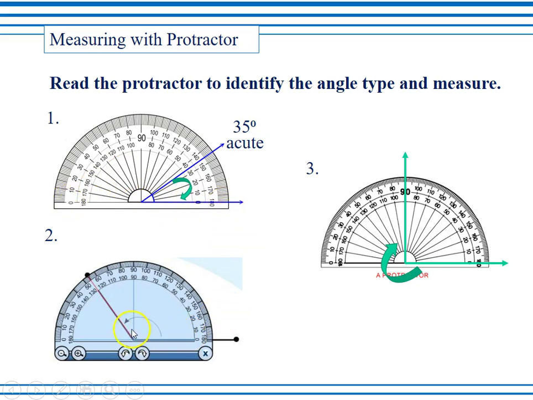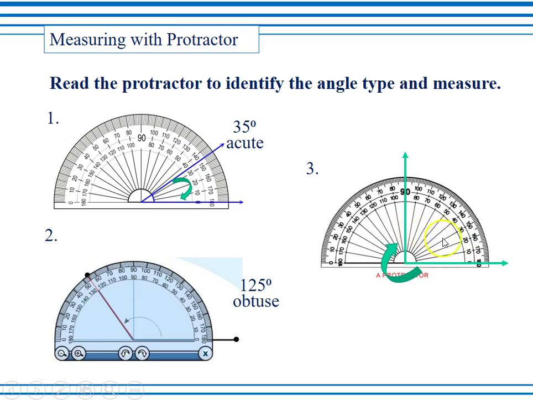For number 2, here's my angle. That's an obtuse angle. And if I measure here, I'm starting at the 0 ray, and if I read all the way across, I get to 125 degrees. I know it can't be 55 degrees because it's an obtuse angle. So it's 125 degrees.